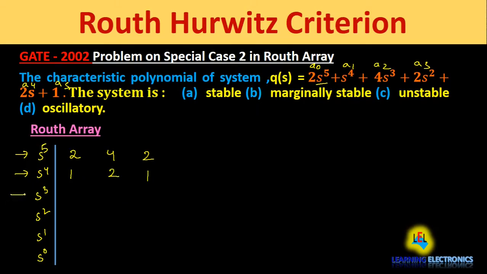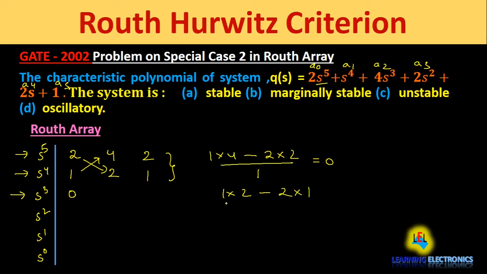Now we will construct the s^3 row using the s^5 and s^4 rows. So first term will be (1 into 4 minus 2 into 2) divided by 1. Here we will get 0. So first term in the s^3 row will be equal to 0. Next term will be (1 into 2 minus 2 into 1) divided by 1. Here also we will get 0. So next term will also be equal to 0 in the s^3 row.